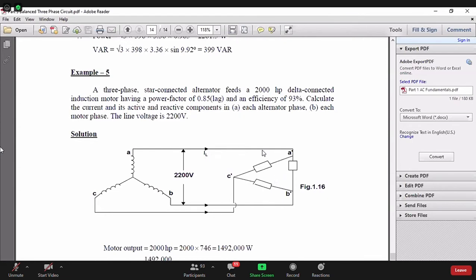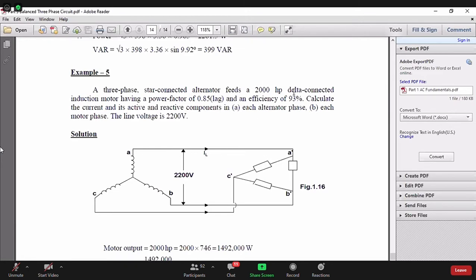What is stated is that this motor is of rating 2000 HP. Now please remember, this is mechanical power. 2000 HP is mechanical power. And we have to calculate the current in each alternator phase and motor phase. That means what is the current in the alternator phase? What is the current in the motor phase? Now to know current, first I have to know what is the power. Because I know the voltage and I know the power factor, it is already given in the problem, 0.85 lag, because induction motor has a lagging power factor. So what I have to know? I have to know the power.